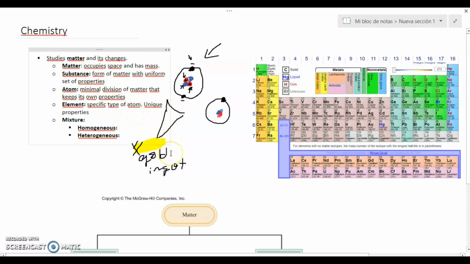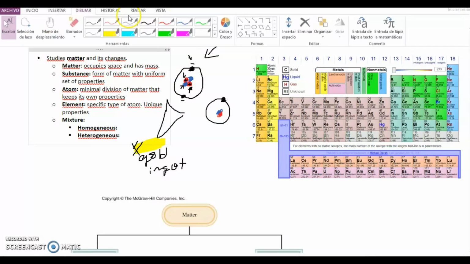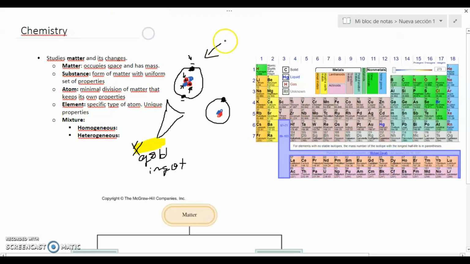Well, what tells you the difference between elements is, just as we see in this periodic table, the amount of protons that they have. The periodic table is just a set of all of the elements that you have, so each individual one of these is an element, that is a type of atom.